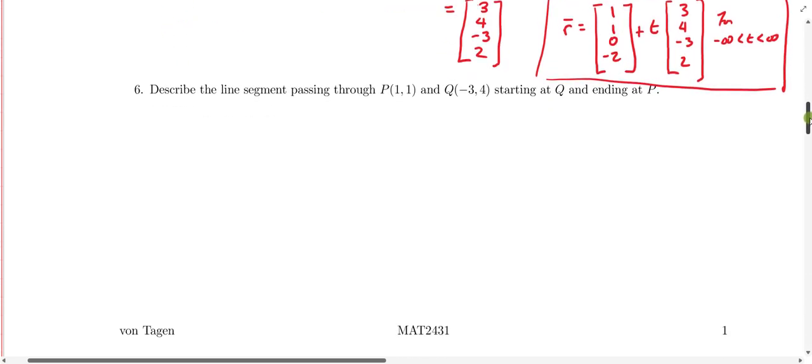So let's do this next one. In this case, we're at R2, and we're not asked to come up with a line, but instead a line segment. If you wanted to draw a picture with this one, it is feasible to draw a picture. Let's go ahead and do so.